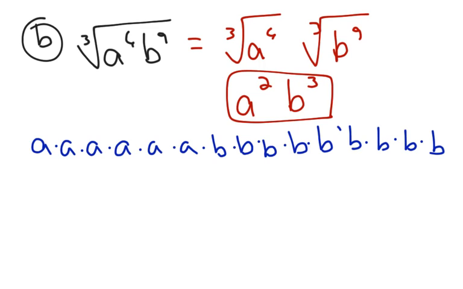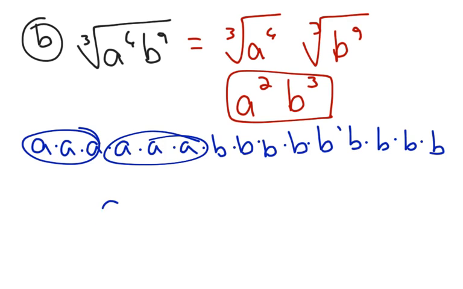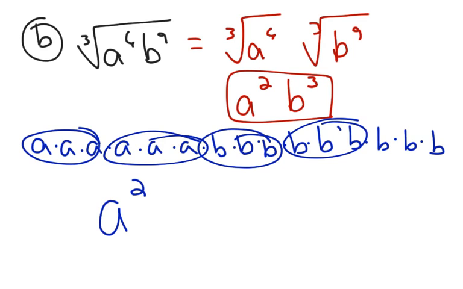A cube root says how many groups of 3 of the same item can you put together? Well, I can put 2 groups of 3 a's together, and I can put 3 groups of 3 b's together, and that's where my a squared b cubed comes from.